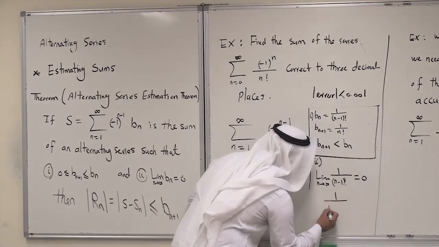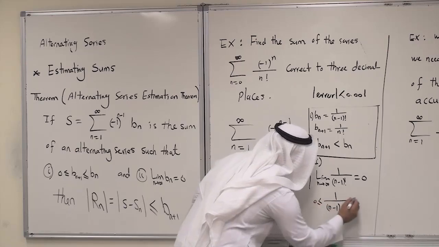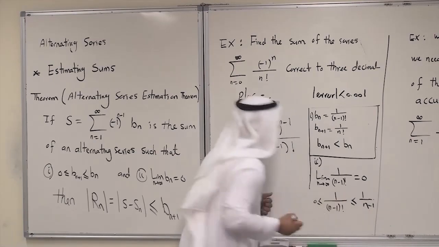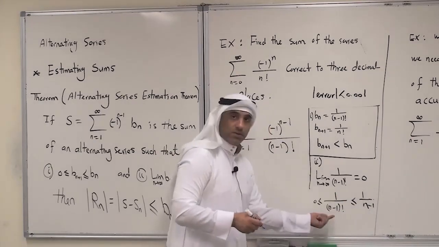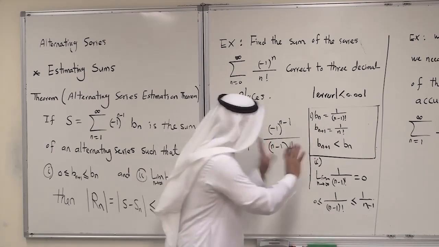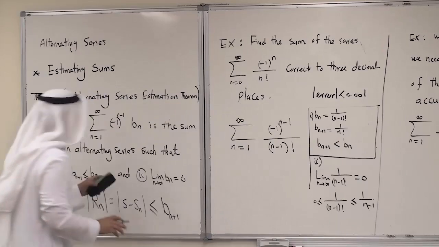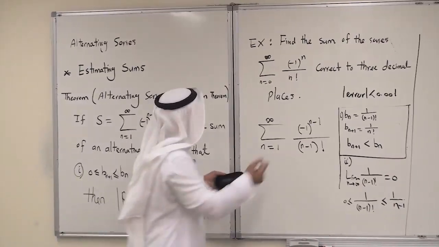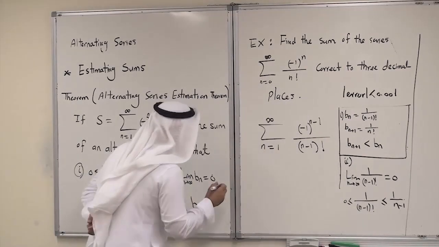Why? Because 1 over n minus 1 factorial is greater than or equal to 0 and less than or equal to 1 over n minus 1. As n goes to infinity, this goes to 0 and this goes to 0, so the middle one also goes to 0. So yes, the series is convergent. We are satisfying the first and the second condition. Now we need to know how to estimate the sum so that it will be correct to 3 decimal places.